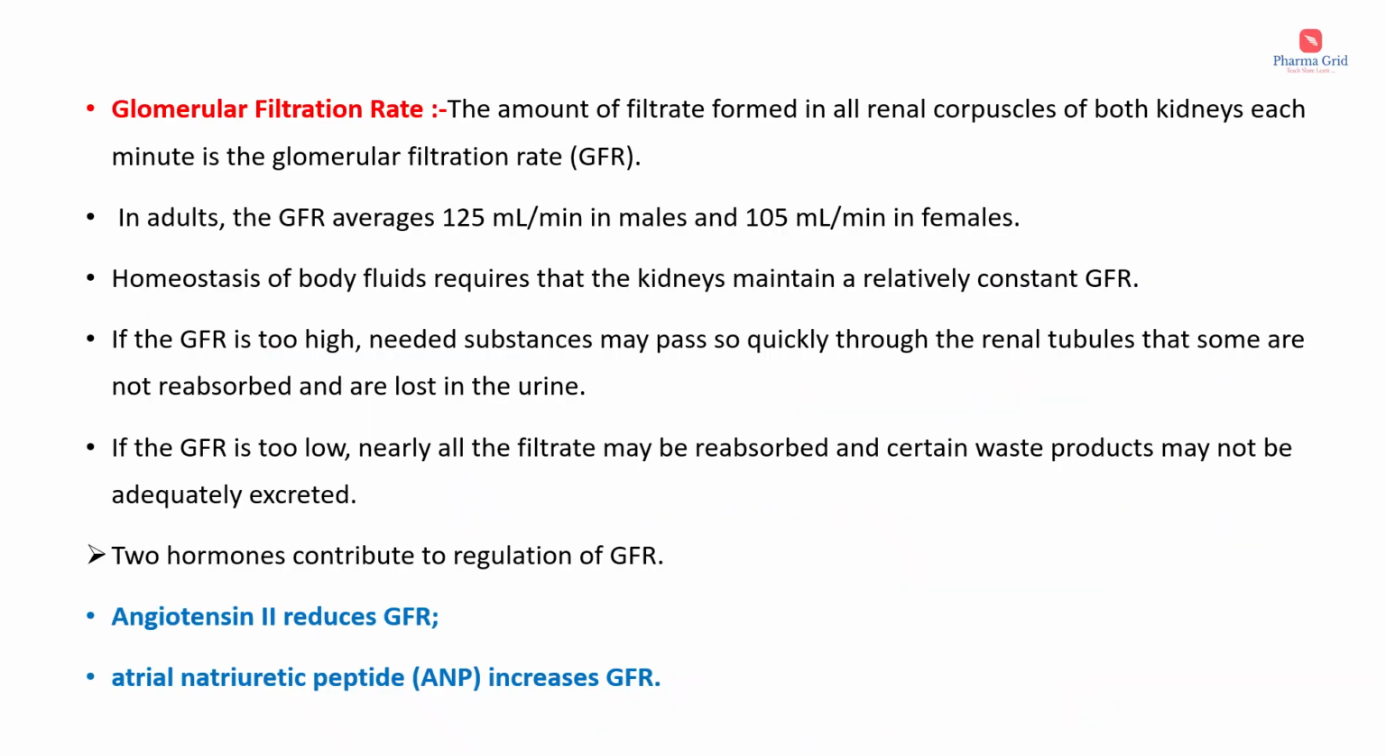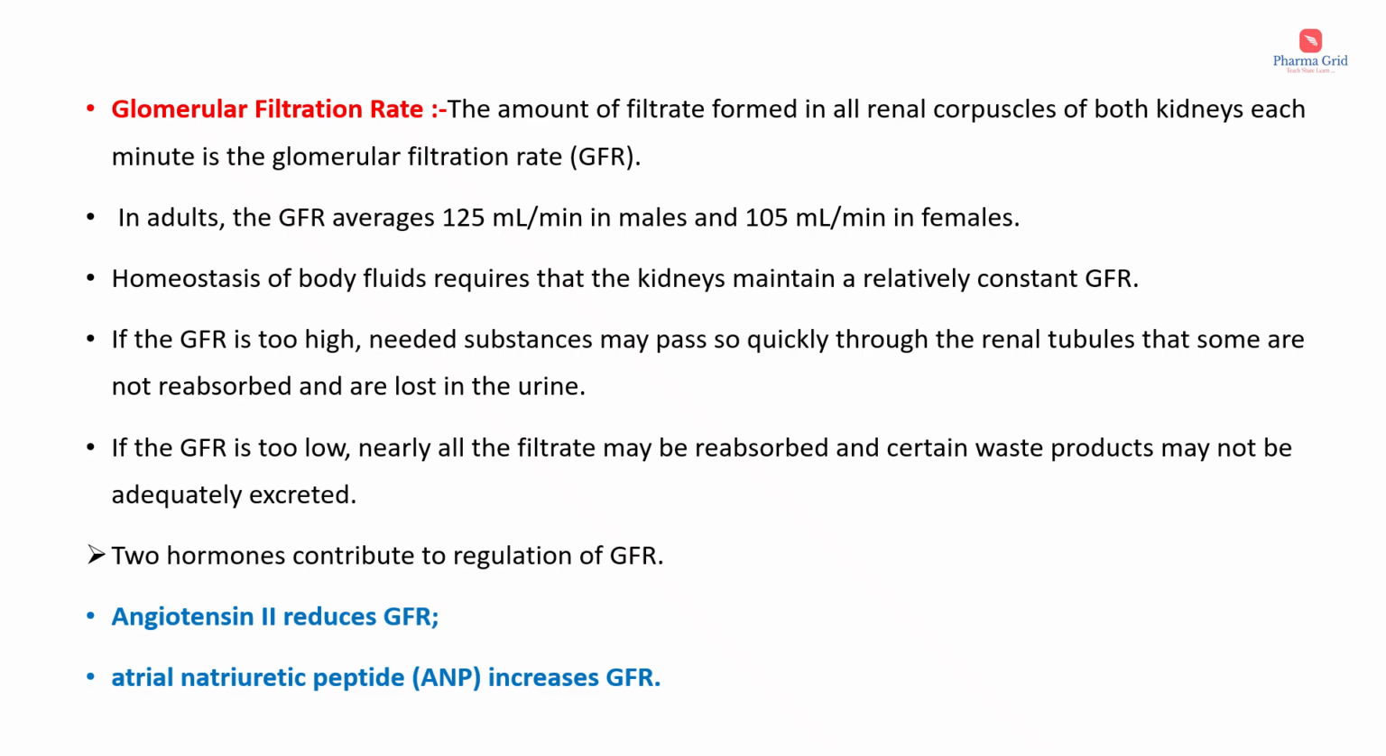Now we'll see about the glomerular filtration rate. The amount of filtrate formed in all renal corpuscles of both kidneys each minute is the glomerular filtration rate, which is denoted as GFR. In adults, the GFR averages 125 ml per minute in males and 105 ml per minute in females. Homeostasis of body fluids requires that the kidneys maintain a relatively constant GFR.